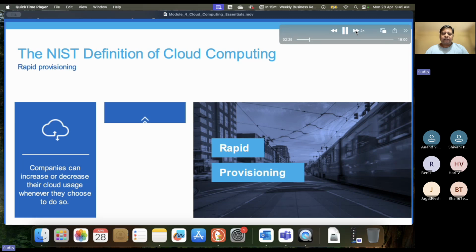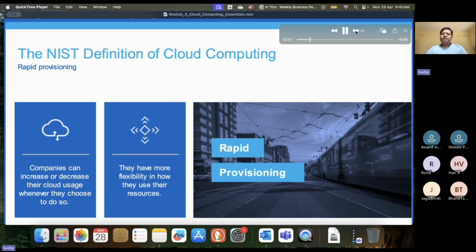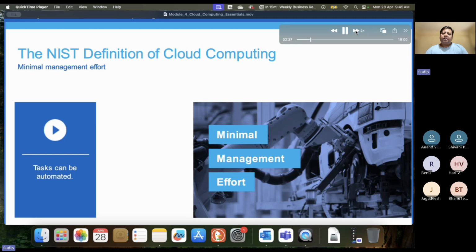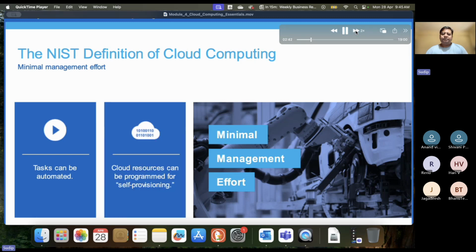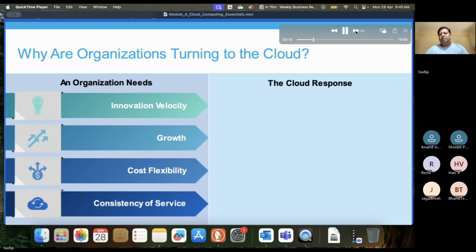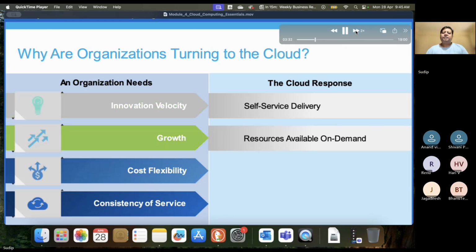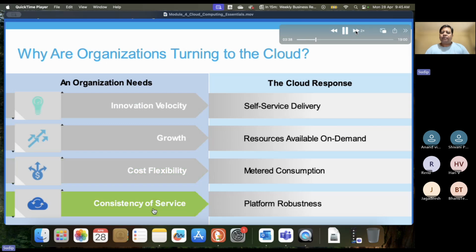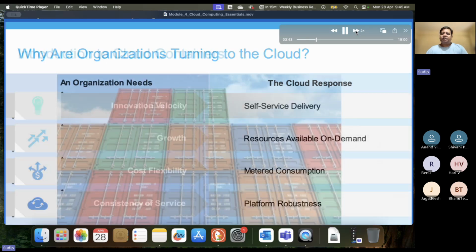So I will go a little fast on this. We have already understood that it should be rapidly provisioned with minimal management effort, and can be programmed for self provisioning. All this is automated. And whatever be the need, the cloud should be able to deliver. Whenever we want to grow, you can scale, you can add resources on the fly. Cost flexibility, you pay for only what you use, and then consistency of service.